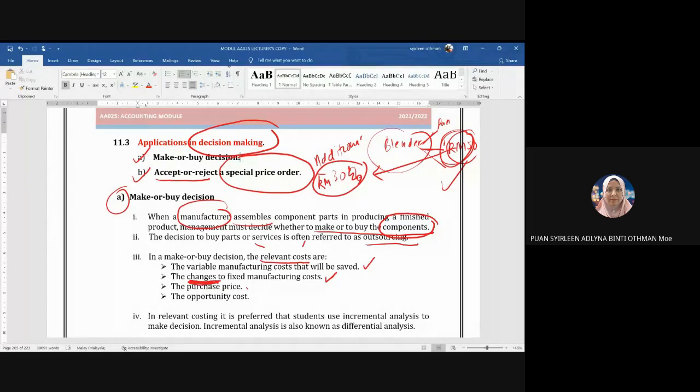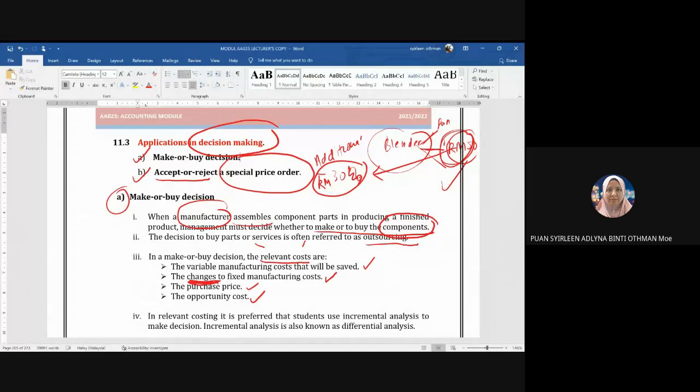And then the purchase price, let's say you nak produce. Kenapa you produce? Kalau you nak buy, you need to see how much is the cost that you need to bear in order to purchase the item. Okay, lepas tu kita akan tengok opportunity cost pula. Opportunity cost tu maksudnya kalau saya make decision, I want to make, okay, apakah cost yang saya akan lepaskan jika saya buy? Kalau saya punya decision ialah buy, apakah cost yang terpaksa saya lepaskan kalau saya make? Okay, so that will be your opportunity cost.